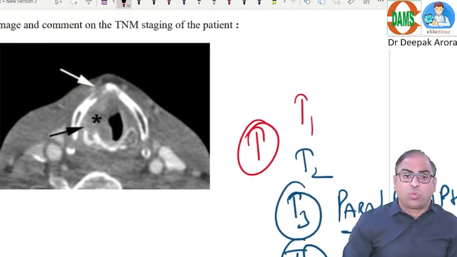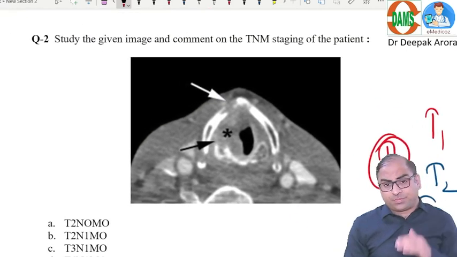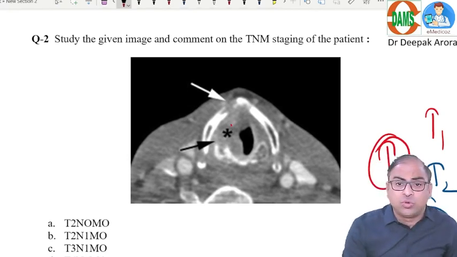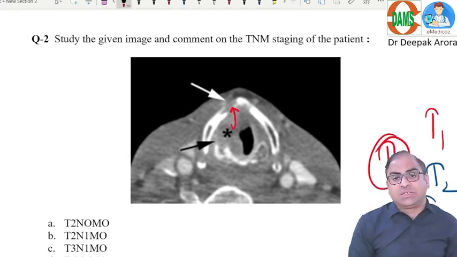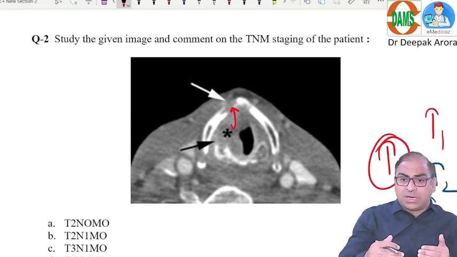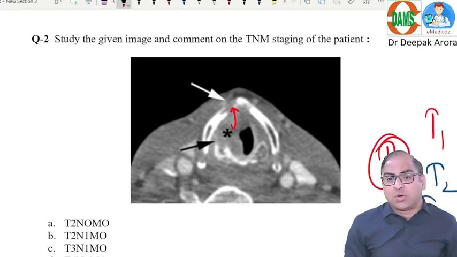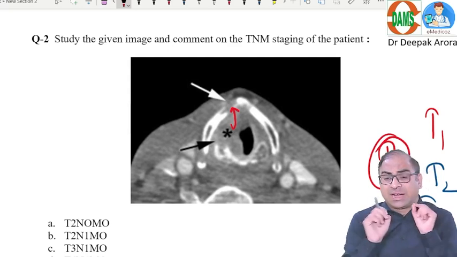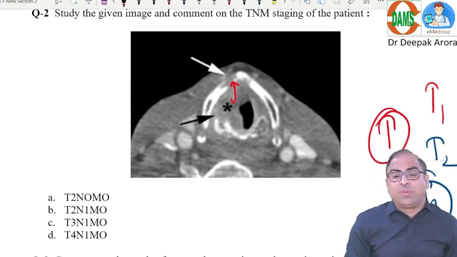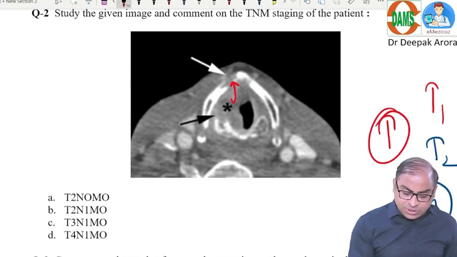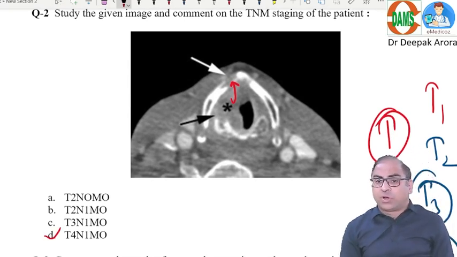Am I understandable? So what is being shown in this image? The tumor is invading the thyroid cartilage. Are you getting this point? It is going outside the thyroid cartilage, invading all the surrounding structures, muscles attached to the thyroid cartilage. So what will be the best option? Among these, the option will be your D option, T4 and 1 and 2.